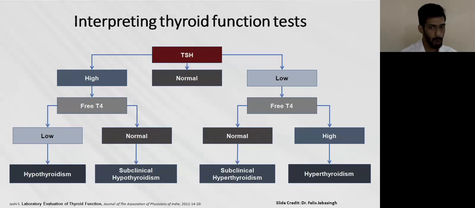Next, when TSH is low, we are thinking of hyperthyroidism. And when your FT4 is high, then it becomes hyperthyroidism. And when your FT4 is normal, in the same way we call subclinical hypothyroidism, we call it subclinical hyperthyroidism. Again, a pure biochemical diagnosis.